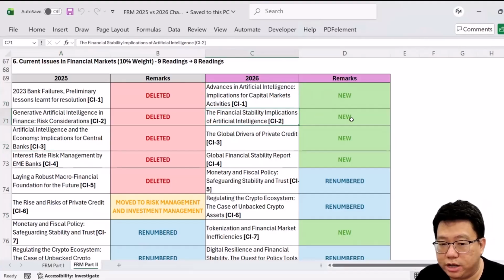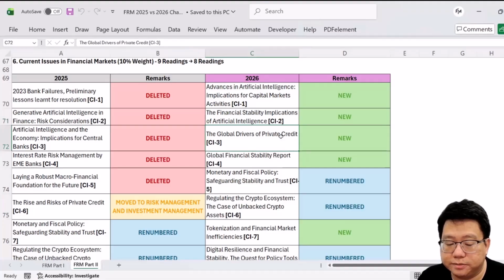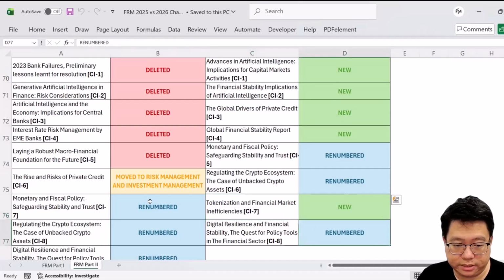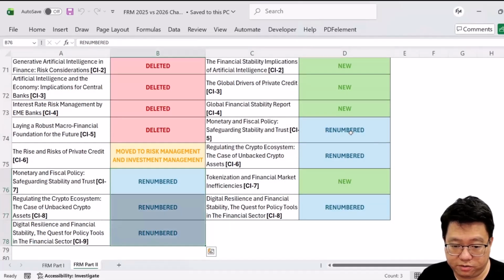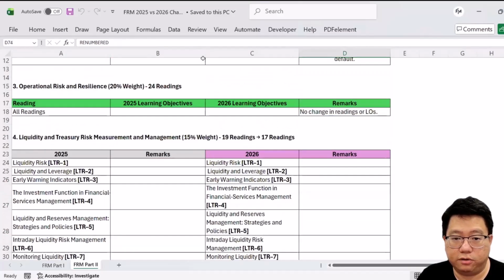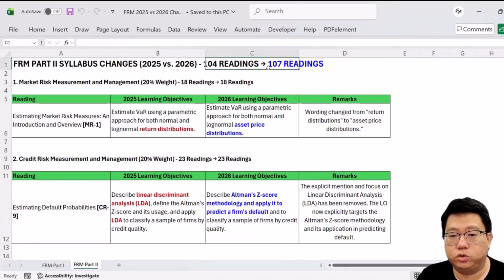Then there is a new reading on the financial stability implications of artificial intelligence. And surprisingly, there is one on private credit, but this focuses more on global drivers. Then there is a reading on the global financial stability report and one on tokenization and financial market inefficiencies. And of course, these three are renumbered; these are the ones maintained from 2025. So overall, if you look at the total number of readings, it has gone from 104 to 107 readings in 2026.